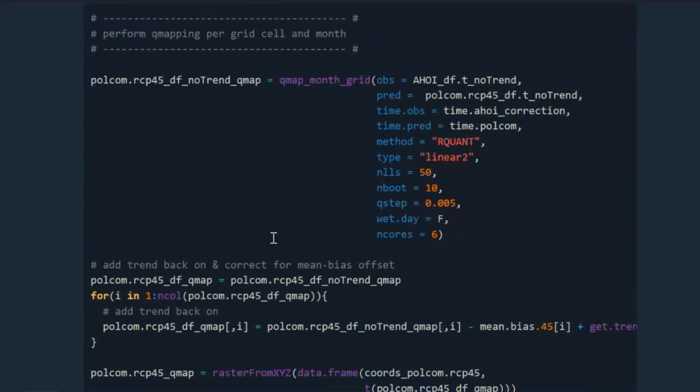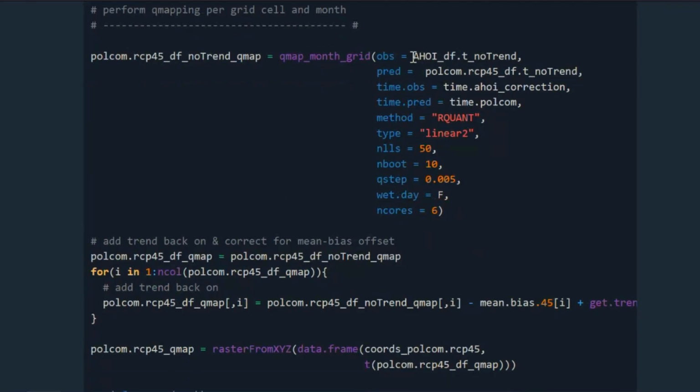And here I do the heavy lifting with the Polcom RCP 4.5 data sets and do the quantile mapping. As you see, the observations are the historical time period, so the Ahoy data set with no trend, then the prediction is the projected matrix also with no trend, then the time period which I base the correction on is the overlapping period. And now, I just pass in the old times here, I would say.